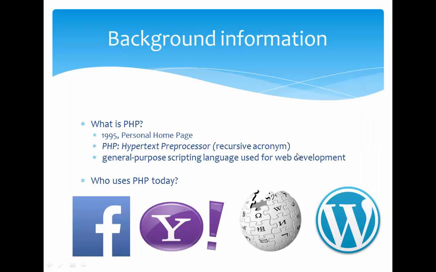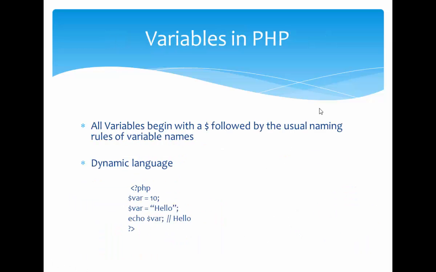So what is PHP? PHP was created in 1995 and was known as Personal Homepage, but later its name was revamped to be PHP Hypertext Preprocessor. And PHP is a general purpose scripting language that's used for web development today. And some big names that use PHP are Facebook, Yahoo, Wikipedia, and WordPress.